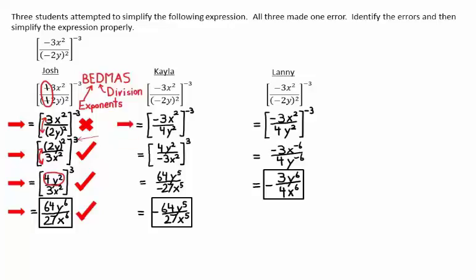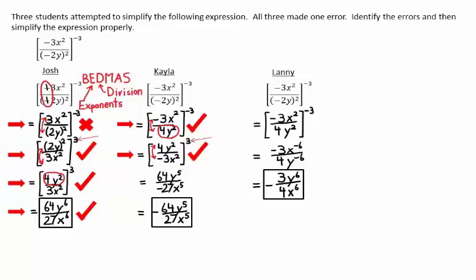For Kayla's solution, in her first step, she expanded the negative 2y all squared, giving 4y squared. Exactly what she should have done. In the next step, she changed the exponent from negative 3 to positive 3, but note that she also took the reciprocal of what was inside the brackets. Again, exactly the right step.